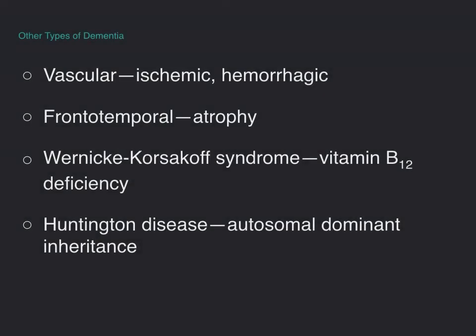Although Alzheimer's is probably the most well-known form of dementia, there's other type of dementia like vascular dementia that's related to ischemic or hemorrhagic changes in the brain. Frontotemporal dementia comes from atrophy. Wernicke-Korsakoff syndrome is a B12 deficiency, and Huntington disease is an autosomal dominant inheritance that results in dementia.